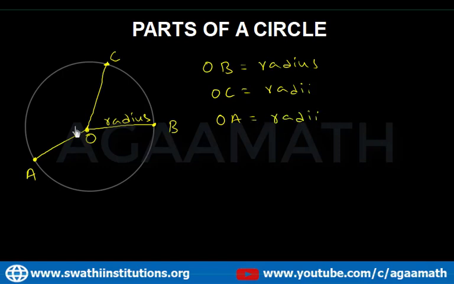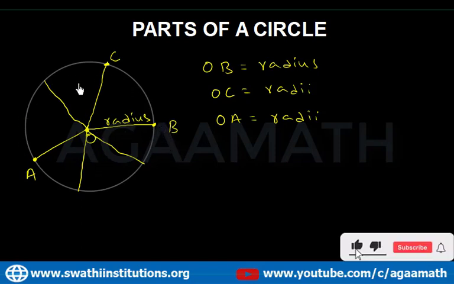In this circle, how many radii can you draw? Infinite radii can be drawn. So one part we now know is the radius. We can draw infinite radii of a circle, with the radius we draw the circle. So how many radii can be drawn? Infinite radii can be drawn.